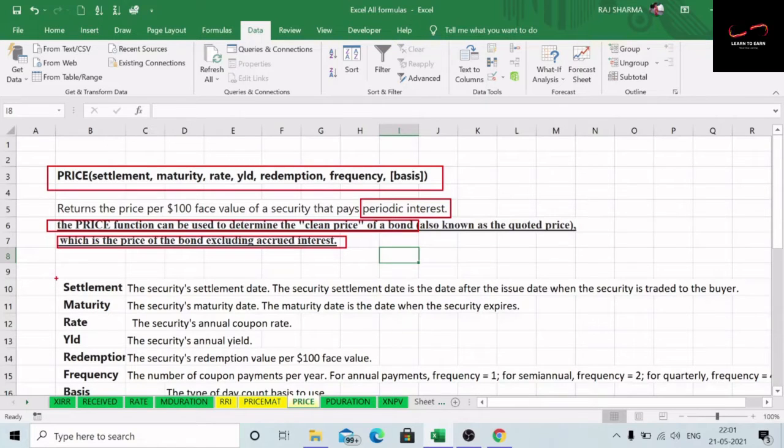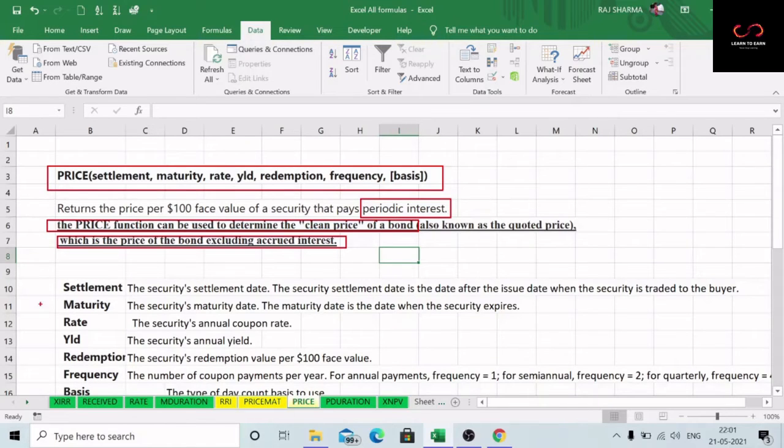So settlement date is the date when the present buyer of the security has purchased this security, and from this date onward he has the right to receive the coupon. Maturity date is the original maturity date of the security, on which date the security is going to expire and the investors are going to get back their money. Rate is the security's annual coupon rate, and yield is the security's annual yield. Then redemption price of the security is the final price which the investor is going to get. Then frequency, the number of coupons per year.